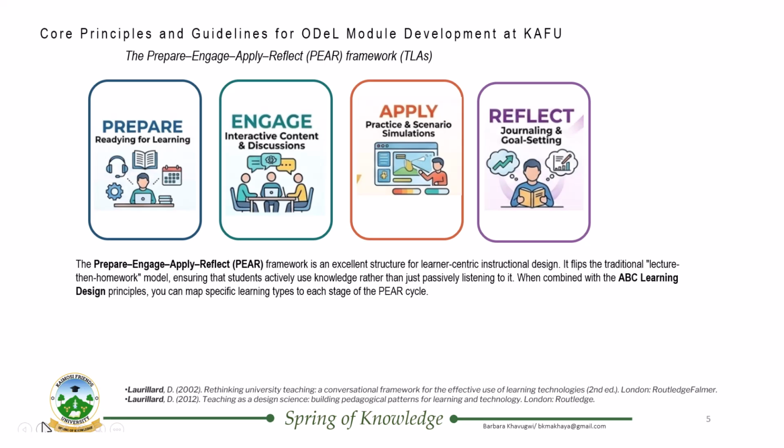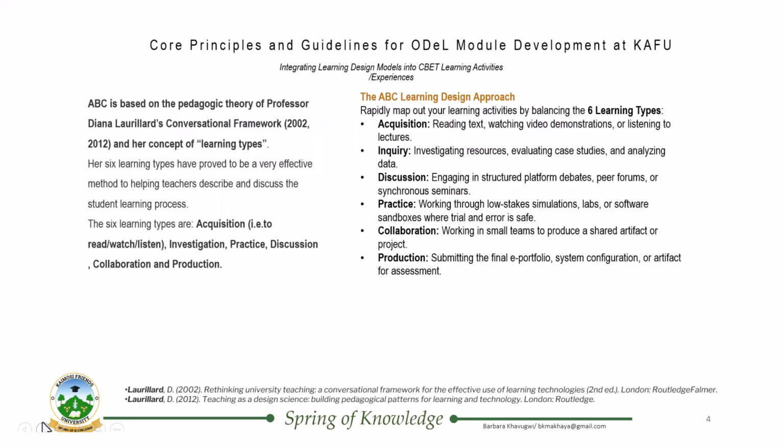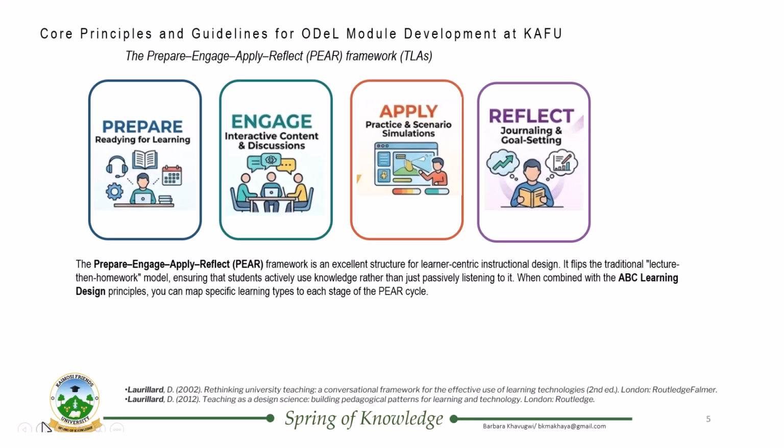So the PAIR framework is an excellent structure to create learner-centric instruction or design. Here we want to create learner-centered modules or topics, and this framework would be very good in guiding us in achieving that. Of course, we will combine the ABC learning design approach, the 6 types of learning activities that Professor Laurie Land has recommended for us, with the PAIR framework within our modules. And we're going to practically see how this builds up when we move on to designing at least one topic.